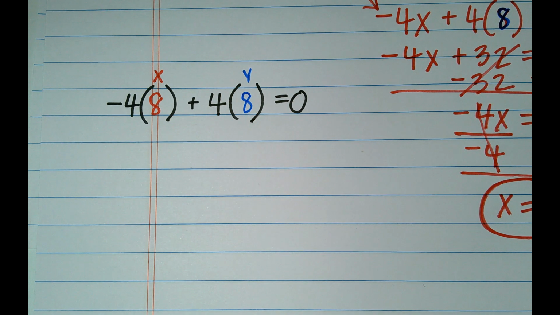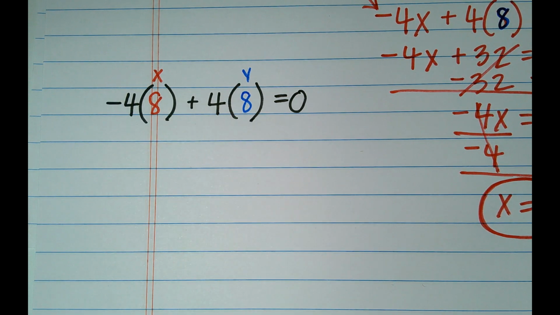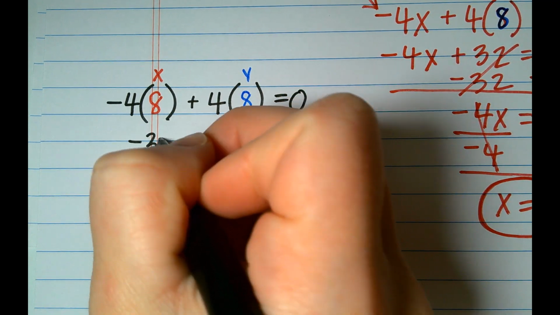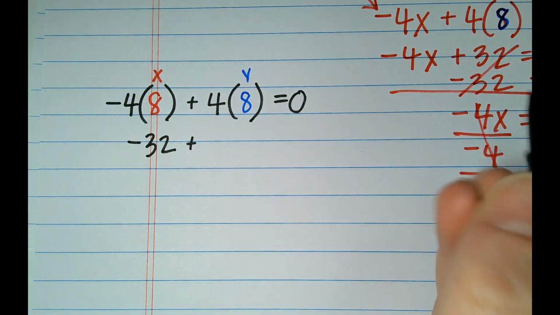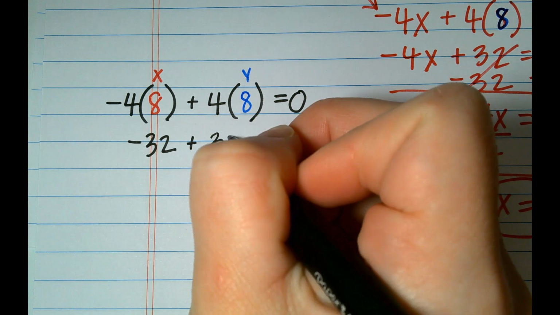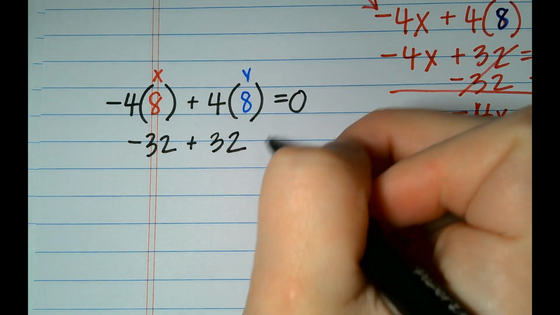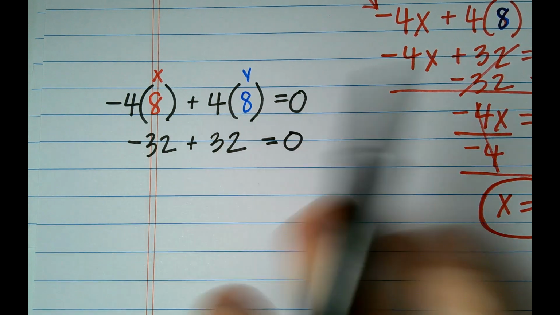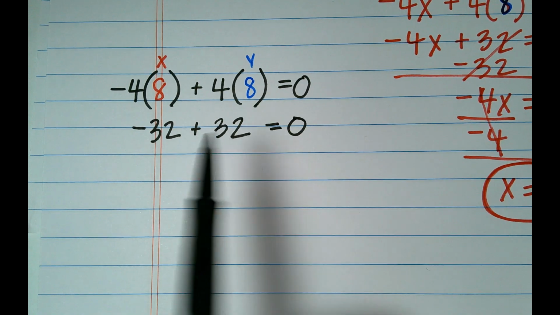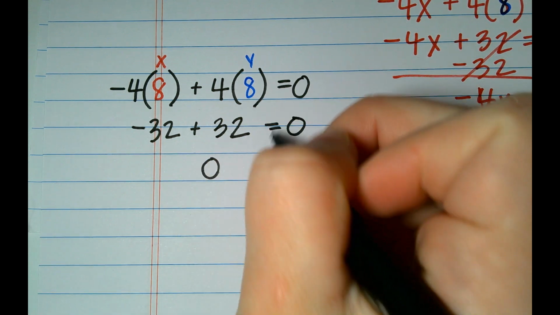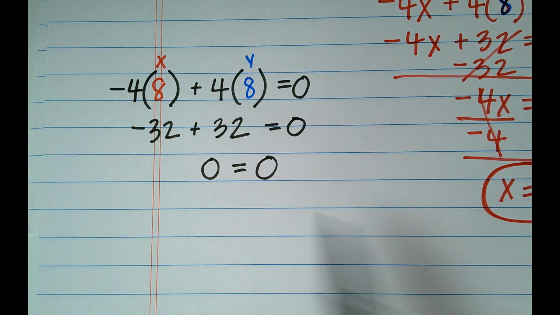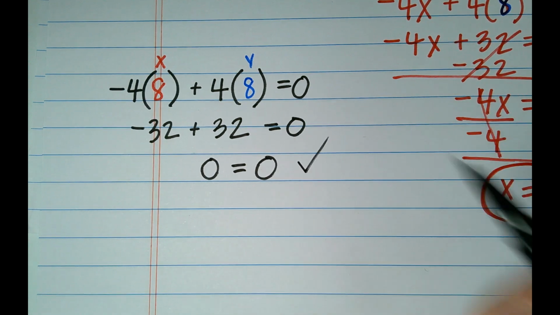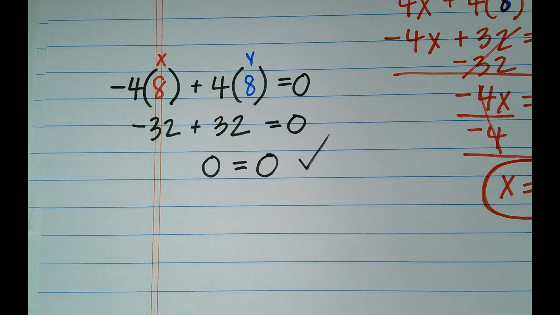So if I wanted to check and see if my answer is correct, here's how we would do it. What is negative 4 times 8? Good, negative 32 plus positive 4 times 8 is also positive 32. Bring down my equal to 0. What is negative 32 plus 32? 0 equals 0. Is that true? It's true. So that means that we have the right numbers for x and y.